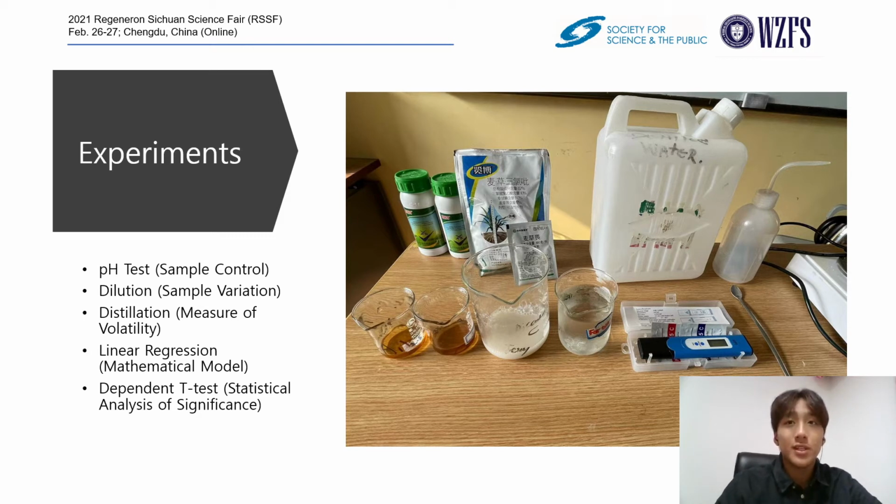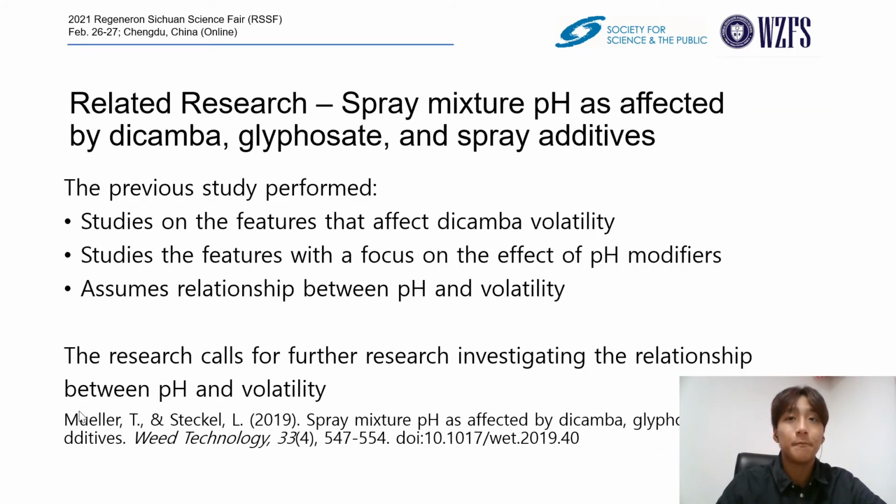My hypothesis predicted greater OTM, which is off-target movement, of dicamba with greater acidity. This hypothesis was supported by several previous research studies. According to a research paper published in 2019, authored by Thomas C. Miller, in order to lower the volatility, pH should be higher. This inversely proportional relationship between the pH and the volatility was proposed in the discussion section of the previous research, but they did not prove the hypothesis. So I tried to prove this relationship by measuring the actual value of volatility.